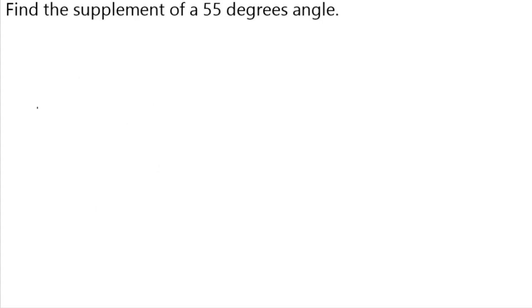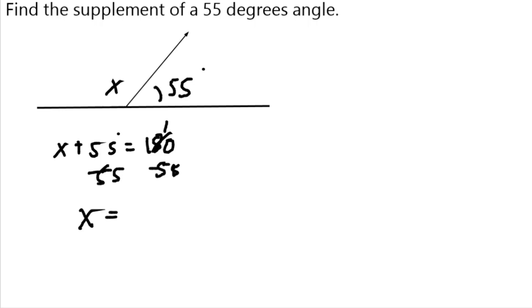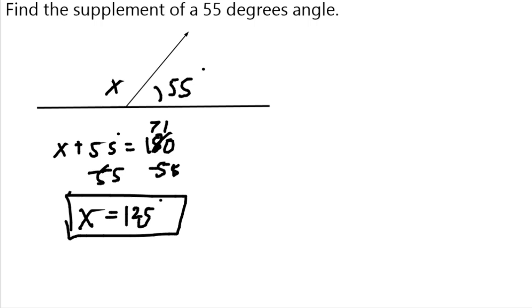Now let's move on to this: find the supplement of a 55 degree angle. Now we're looking for the supplement, not the complement. Say we have 55 degrees here. Then we just calculate the angle on the other side. That is what is meant by supplement. So x plus 55 degrees is going to add up to 180. Subtracting 55 degrees from both sides, the answer is going to be 125 degrees.